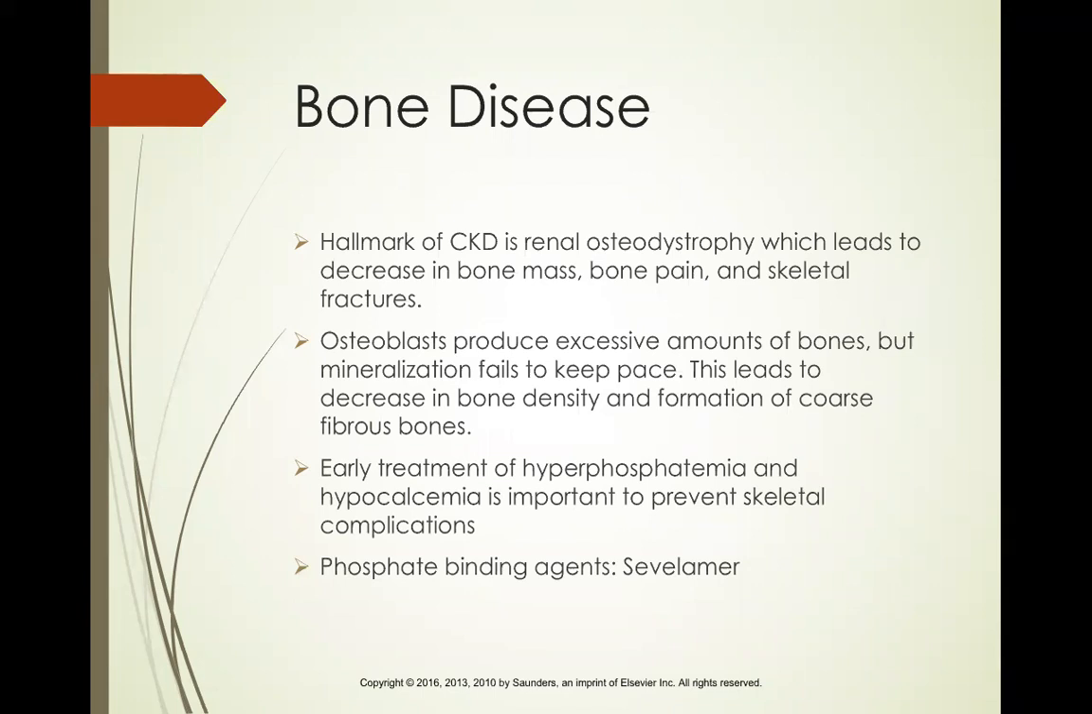Early treatment of hyperphosphatemia and hypocalcemia. We have an elevated phosphate level and a low calcium level. Treating them helps to prevent some of the problems with the skeletal system. The drug that we can give to lower the phosphate level is sevelamer.